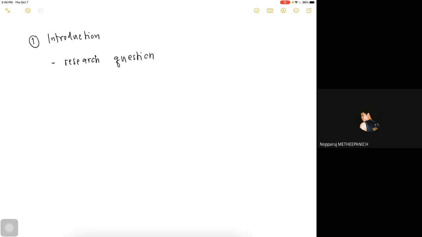Okay. And another one in the instruction, you can see that we are trying to encourage you to think about theory to support your research question.